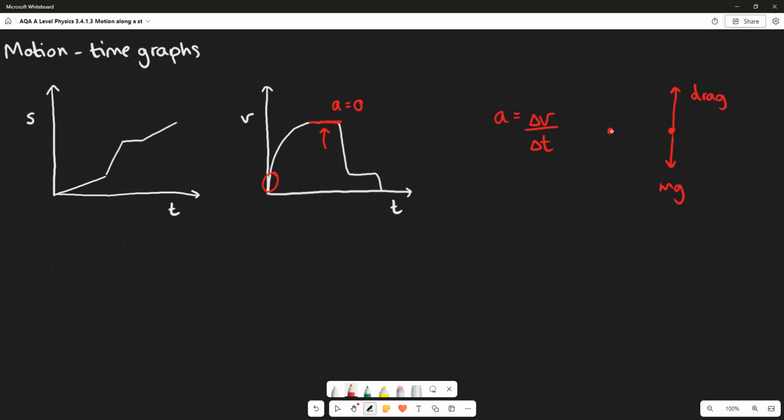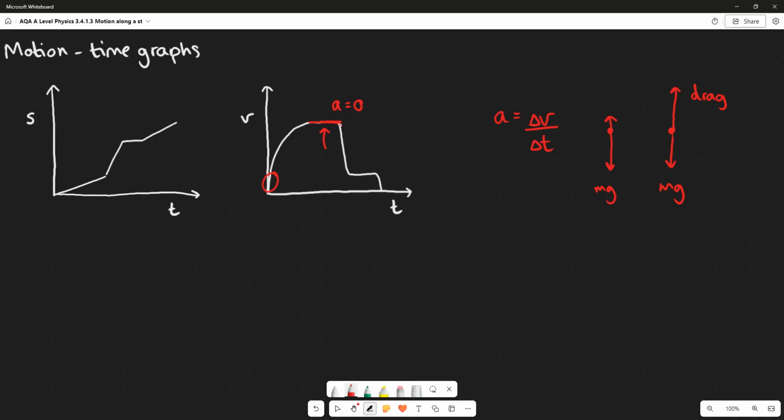In the first part of the journey, we have the weight and we have a small amount of drag. That drag increases the faster and faster they go. So notice that down here they have a low velocity and it gets higher and higher and higher to the point whereby they are going so fast that the frictional forces on their body cancel out their weight. They've reached their maximum speed.